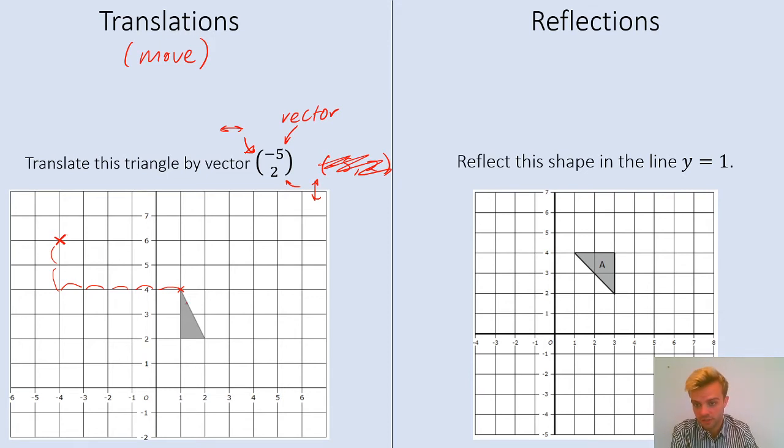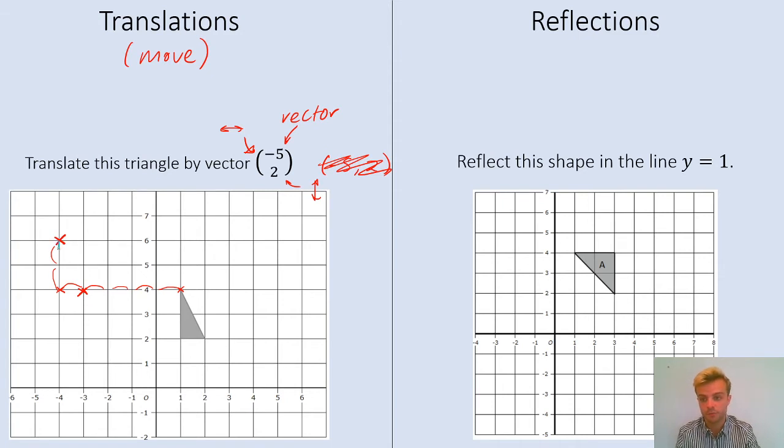And I could just draw the entire shape from there. I can see that the triangle is 2 squares high, so I can see that the next corner is going to go here. And I can see that the bottom right corner is 1 square across from that, so the next corner is here. And that's enough to draw out my shape.